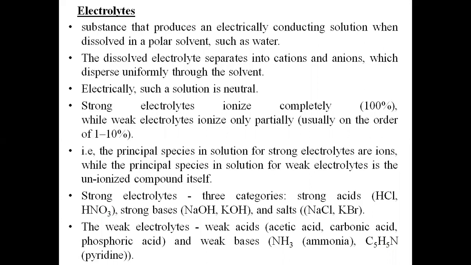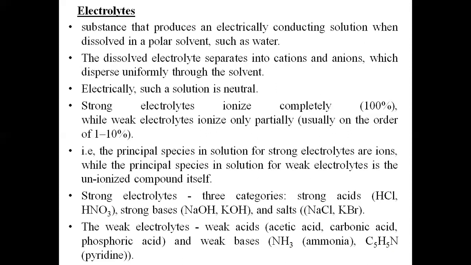There are two types of electrolyte, strong electrolyte and weak electrolyte. Strong electrolytes are completely dissociated, that is 100% dissociation in solution, while in weak electrolytes only 1 to 10% are in a partially dissociated state. Another difference is that the principal species present in a strong electrolyte is ions, while in a weak electrolyte the unionized compound itself acts as the principal species.